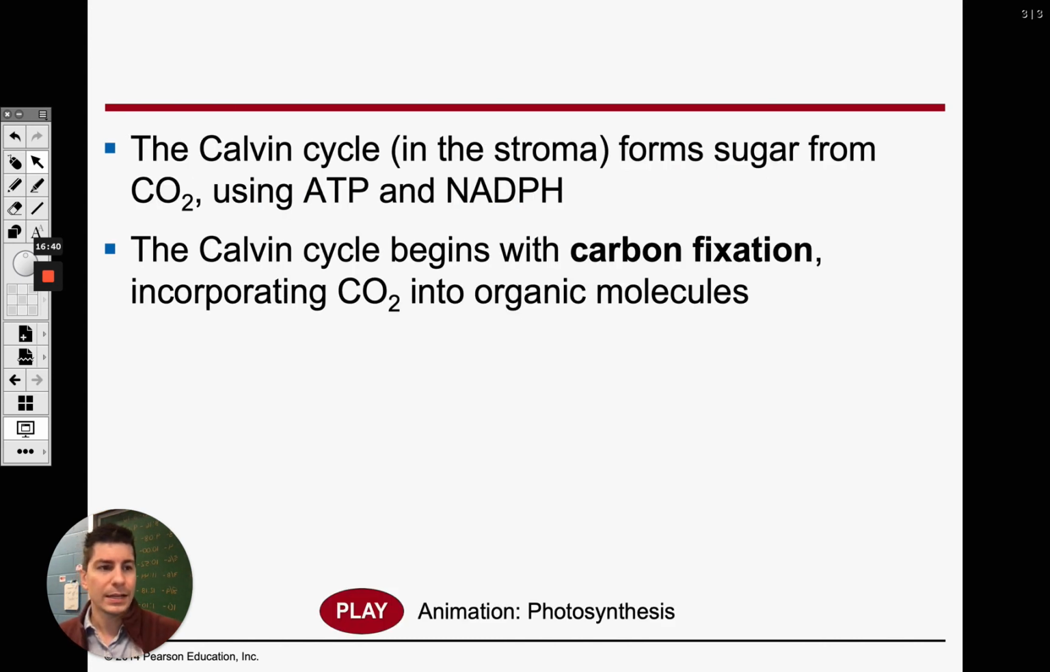The second part, which doesn't need light, is going to happen in the stroma. We are going to form our sugar, our glucose. This is the part where we need our carbon dioxide. So the plant is going to need to take in some carbon dioxide in order for the Calvin cycle to happen. And we're also going to use the ATP and NADPH from the first part, the light reactions, in order to fuel the Calvin cycle to keep it going.